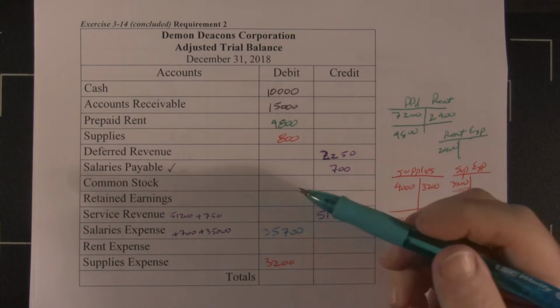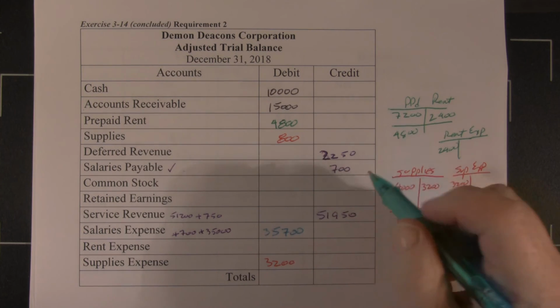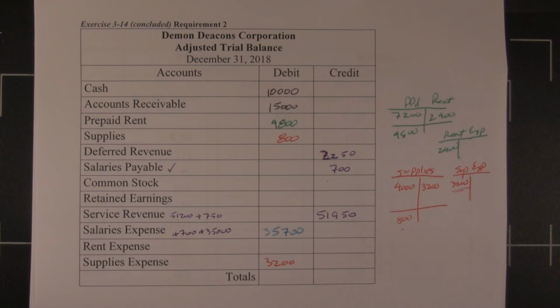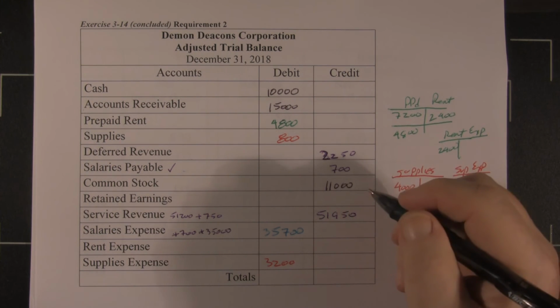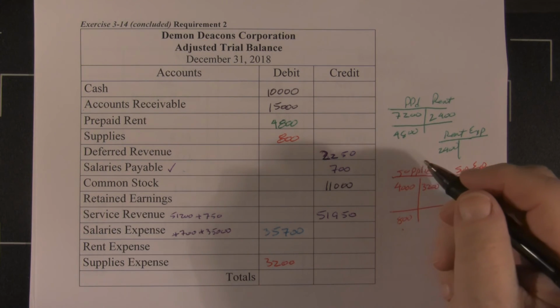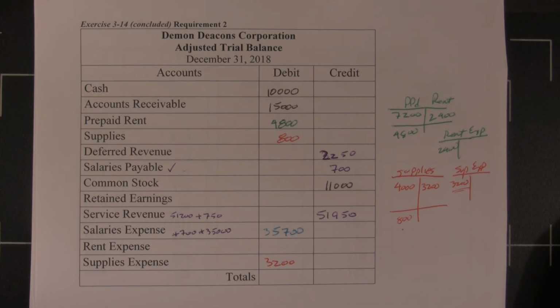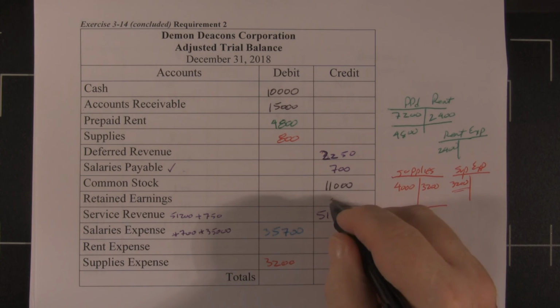So where are we at? We're at common stock. There were no stock transactions, so the common stock remains the same at $11,000. Now go back to black. The retained earnings, we haven't completed the accounting cycle yet, so we can't figure out the income, so we can't close the retained earnings. This is the adjusted trial balance. This is before we close the accounts, before we move everything to retained earnings. So the retained earnings would be exactly what it was at the beginning of the year, $6,000.